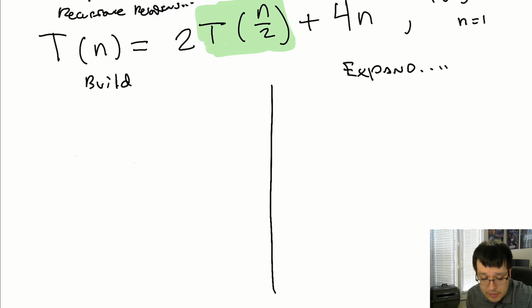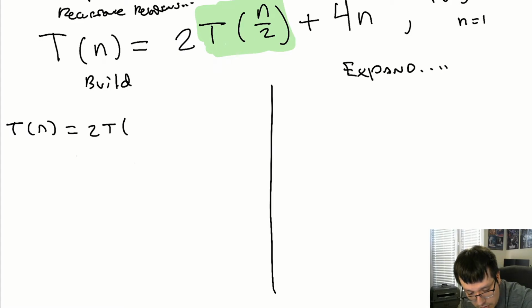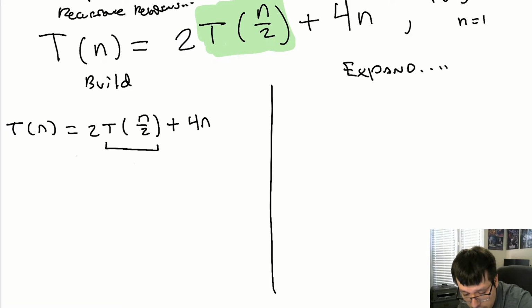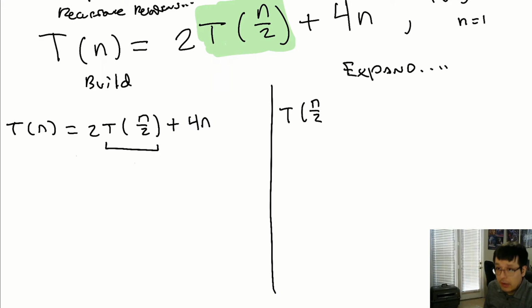And what I'm going to do is write over here what I started out with. T of n is equal to 2 T of n divided by 2 plus 4n. And because what I'm trying to solve is basically this T of n divided by 2, I'm going to expand that term over here and see what it would be equal to. But how do I do that? How can I expand that? Well, I can expand that by taking the previous term and plugging in numbers that would work there, okay?